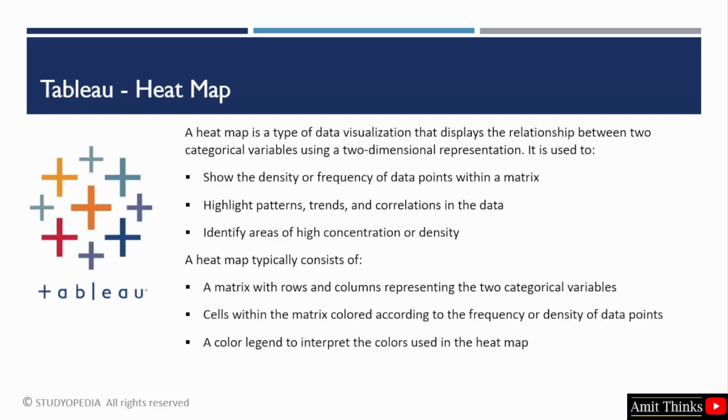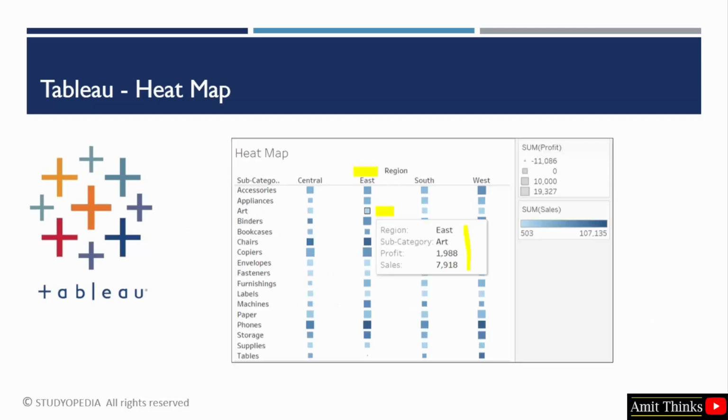A heat map consists of a matrix with rows and columns representing the two categorical variables. The cells within the matrix will have different colors according to the frequency or density of data points. A color legend will also be displayed, obviously, to interpret the colors used in the heat map. So whatever I discussed here, you can relate this with the following figure.